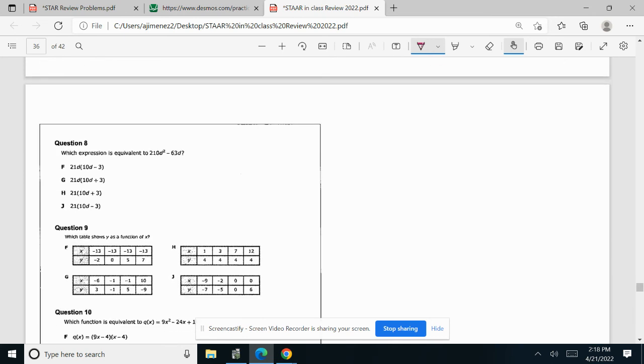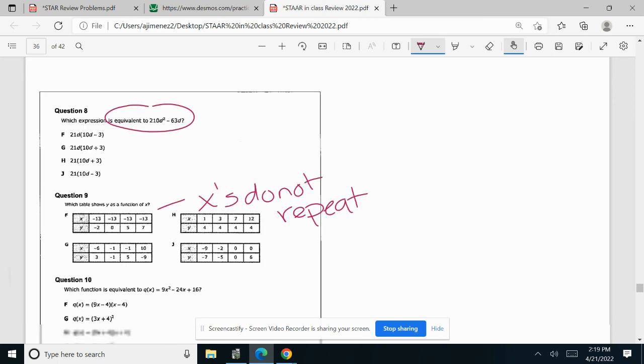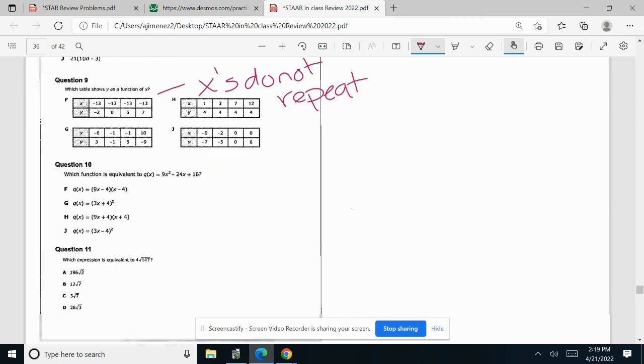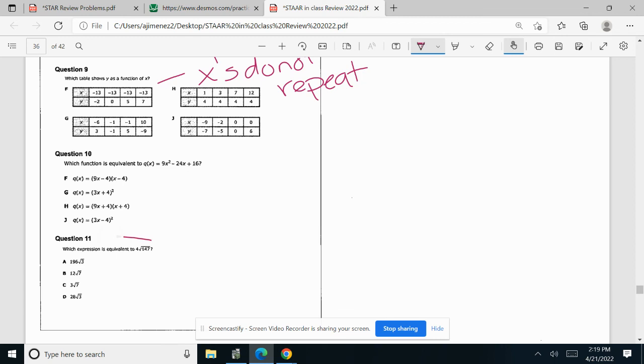Okay, this one right here, typing it into Desmos. A function, x's do not repeat. And here, you're using y equals. This one, you're typing it in, you're looking for a match.